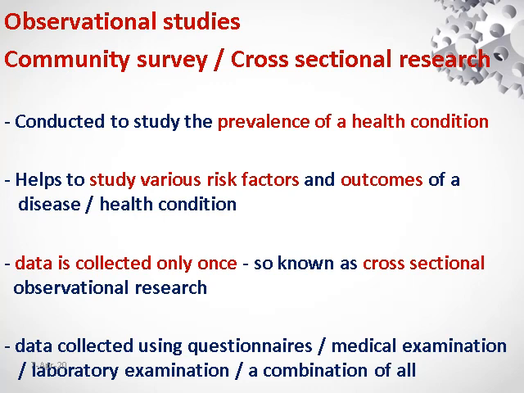It also helps to study various risk factors and outcomes of a disease or health condition. If you are studying the prevalence of diabetes, you can study all the risk factors related to diabetes, like obesity, lack of physical activity, abdominal fat distribution, and family history. Outcomes can also be studied. Among diabetic patients, you can look for how many of them have diabetic retinopathy, how many have diabetic nephropathy, how many have diabetic foot ulcer. All these can be studied.